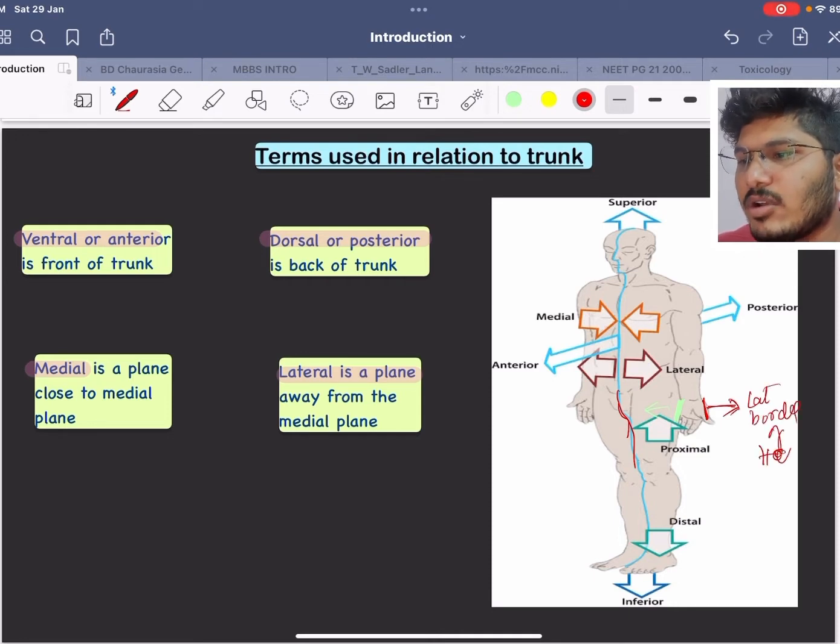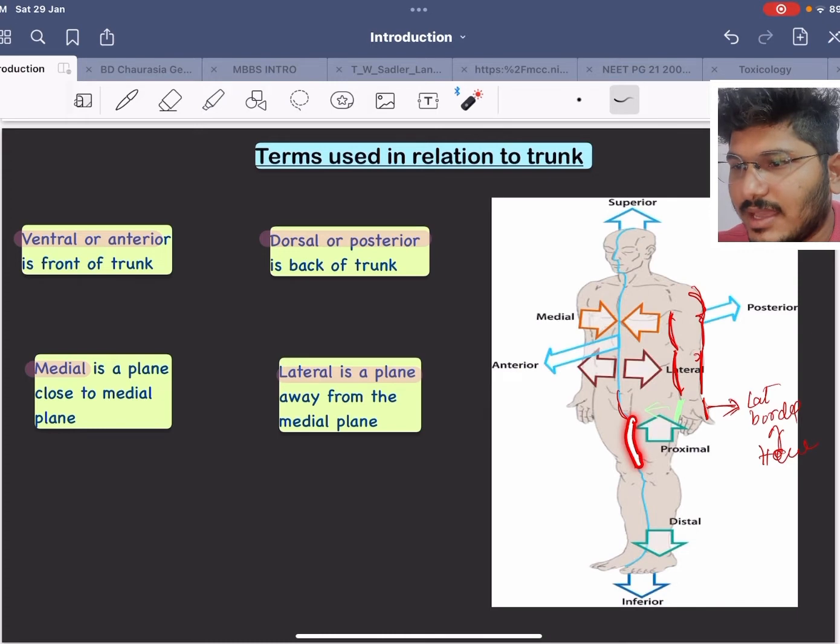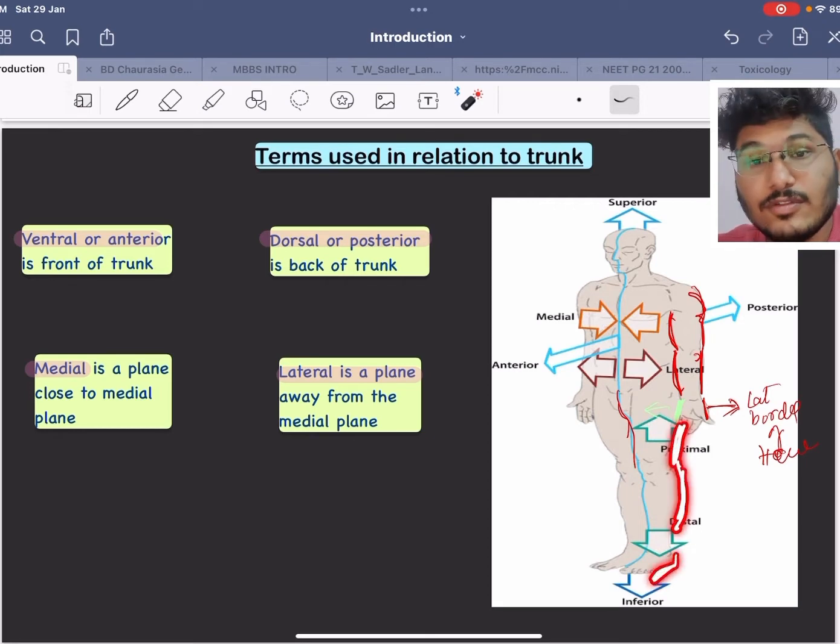The same terminologies we use for internal organs also. Here this is the medial border of the forearm, and this is the lateral border of the forearm, and this is the medial border of the arm, and this is the lateral border of the arm, as shown in the picture. Similarly, this is the medial border of the thigh, the medial border of the leg, and the medial border of the foot. And this is the lateral border of the thigh, the lateral border of the leg, and the lateral border of the foot.